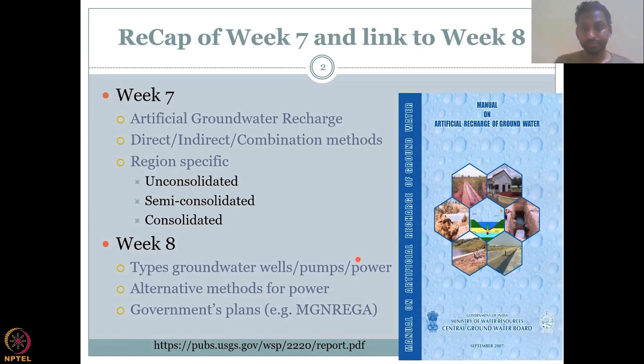On the same report, it is important to understand the government's plans for extensively recharging the groundwater. In the previous week, we did see that we will have convergence of funds and other things. However, in week 8, we will also see what are the other programs that are used to monitor and augment groundwater.